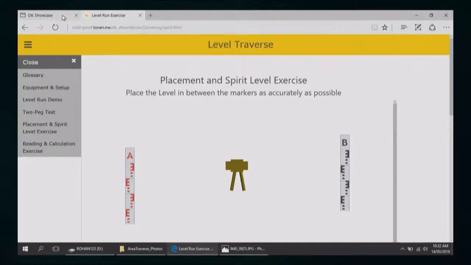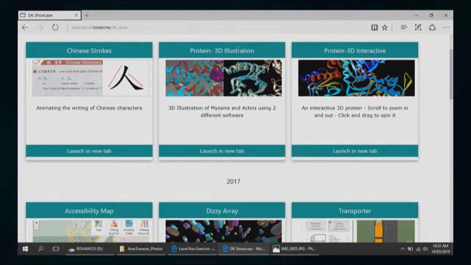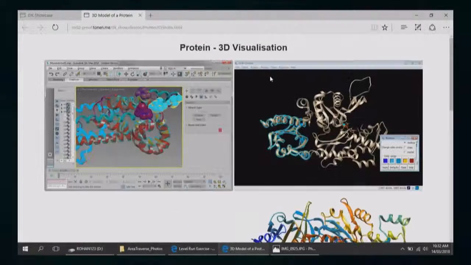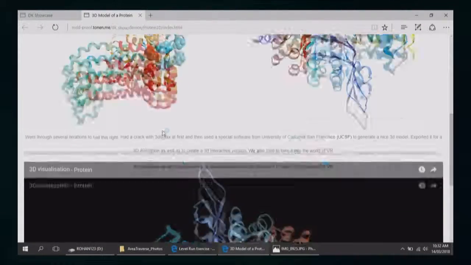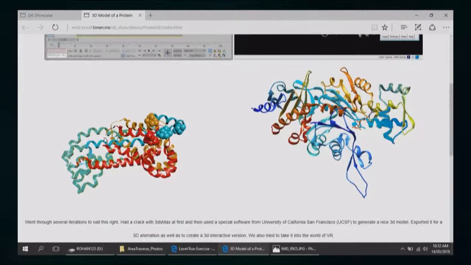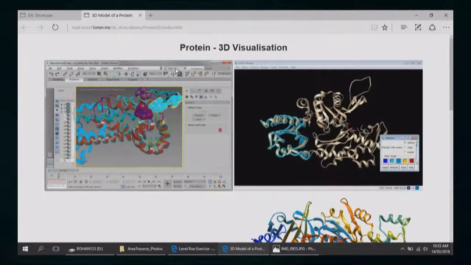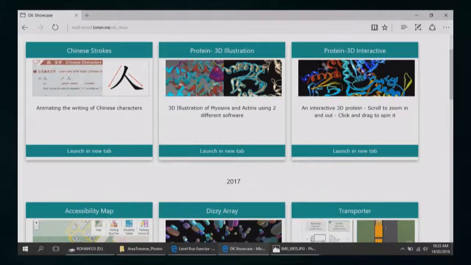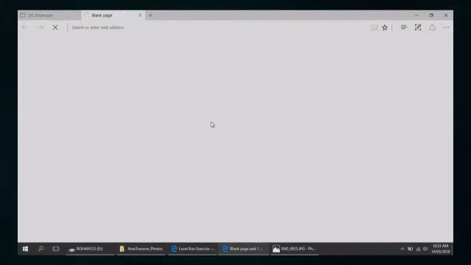I think one of the ones that I enjoyed most was this protein model. So first I tried to draw it by myself. I used 3D Studio Max, and the teacher said, hey, this looks nothing like the protein. So this one on the left is totally a visual approximation, and it had to be perfect like the one on the right. So actually I used a software from the University of California, San Francisco, to generate a model, import it, and to render it. And we ended up with this nice 3D interactive model.